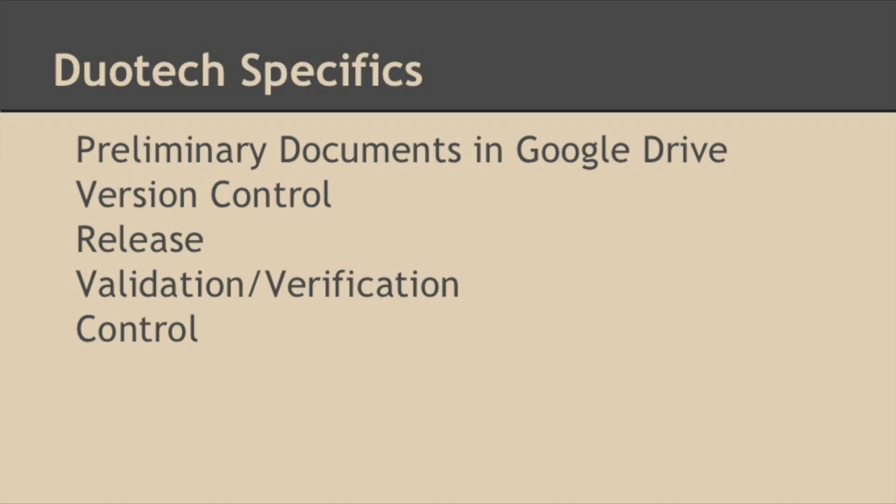So specifically, what are some things that Duotech needs to take into account as we go through the design and development process? First off, preliminary documents we often store in Google Drive. When people first float an idea, we have a customer that comes and says, hey, wouldn't it be great if? Okay, so now we need to start having some conversations, figure out what they're looking for, collecting some information, doing some research. That information all gets captured in Google Drive.